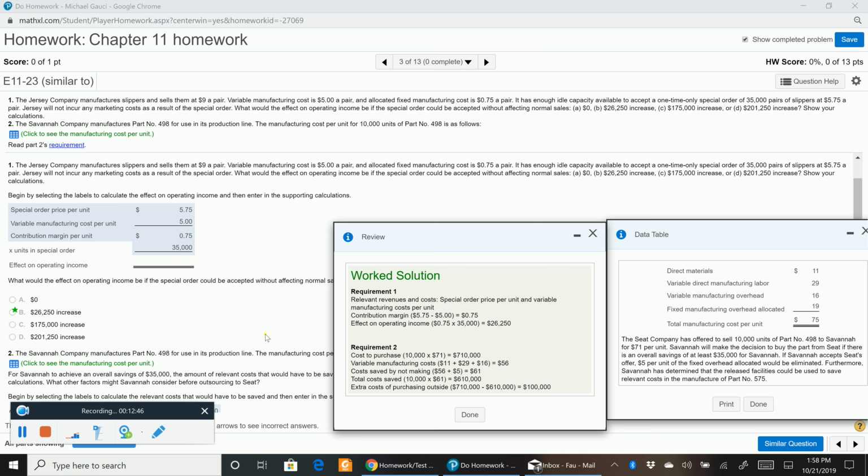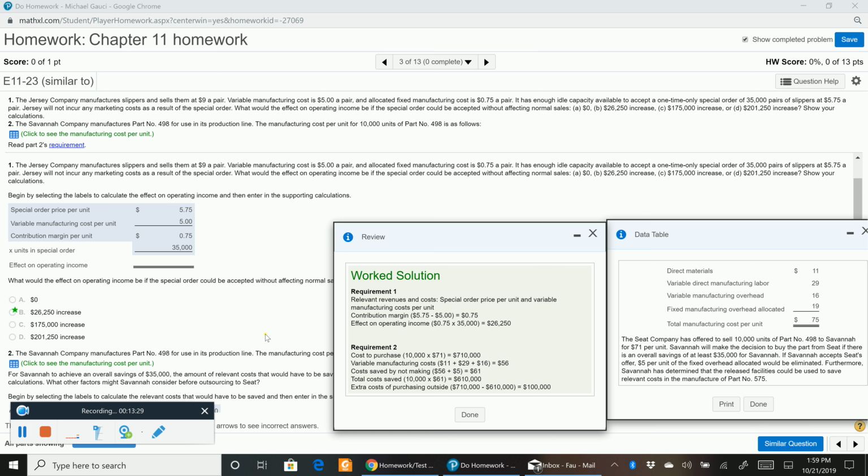It has enough idle capacity available to accept a one-time special order. So there is a potential customer. They want to make a one-time only special order. They want to buy 35,000 pairs of slippers, which we can fit into our assembly line process. We have enough idle capacity where we can fit it in without affecting other customers. That's very important. But they only want to pay, instead of $9 a pair, which is our normal sales price, they only want to pay $5.75 a pair. And Jersey will not incur any other marketing costs or anything as a result of the special order.